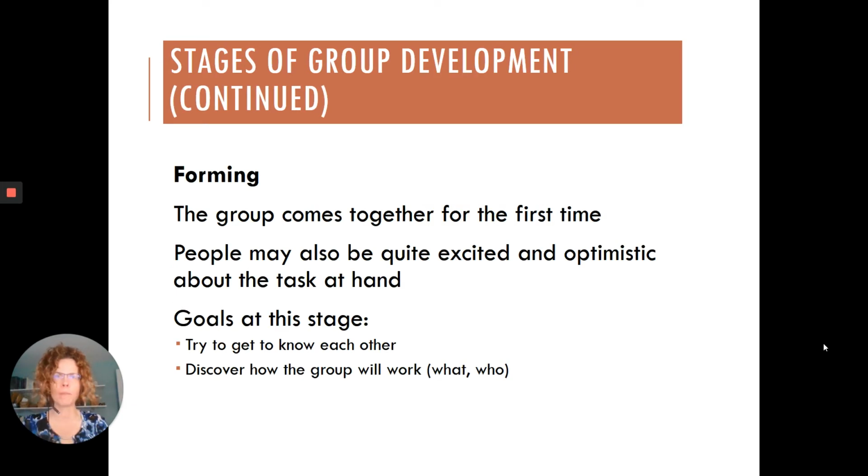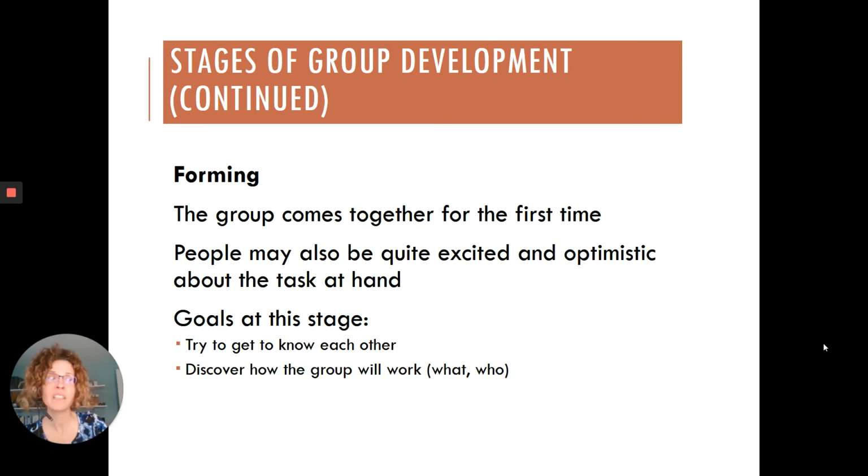The first, forming. This is when you first get together. So think about, for example, you participating in a group project in class. That very first time that your group gets together, maybe you get to choose the members of your group or you're assigned. Regardless, you're getting together for the first time. People tend to be excited, at least optimistic about what they've been asked to do. They feel pretty good about the people they're going to be working with.